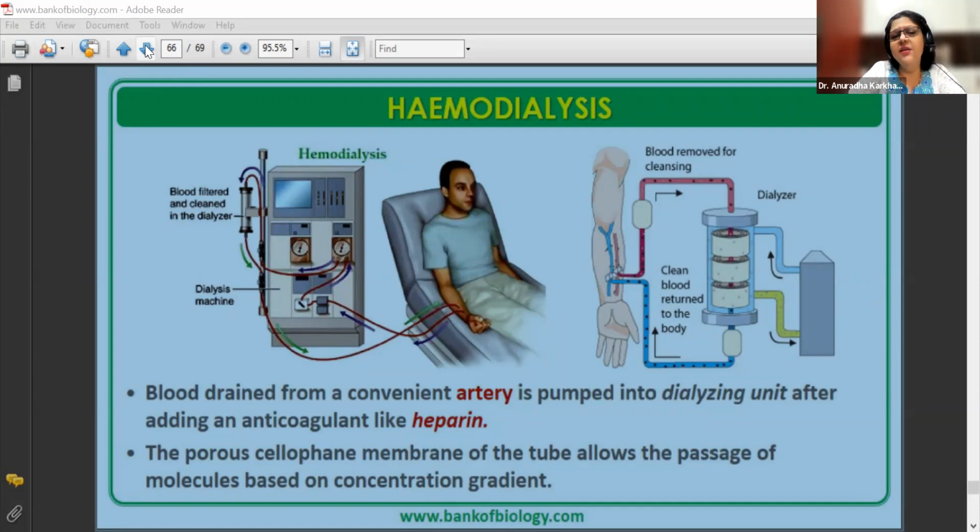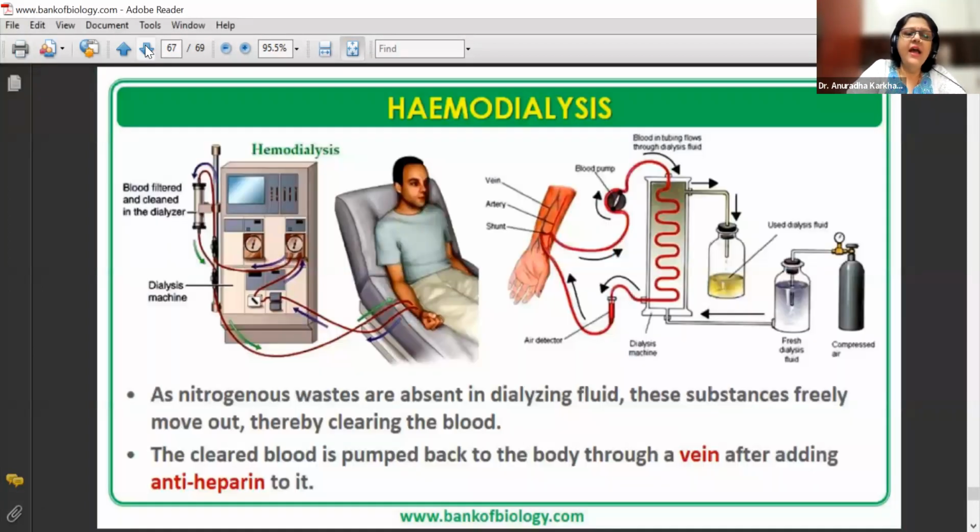It's very irritating. As nitrogenous wastes are absent in the dialyzing fluid, the substances from the blood move out, thereby clearing the blood. The cleared blood is pumped back to the body through a vein after adding antiheparin to it. So heparin was your anticoagulant. Now we have to add antiheparin because the body is naturally going to synthesize the anticoagulants now. Okay. ये देखो बेटा, यहाँ पर बहुत अच्छी तरह से ये डायग्राम में बताया है उन्होंने.